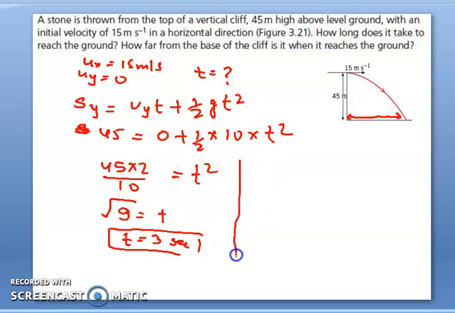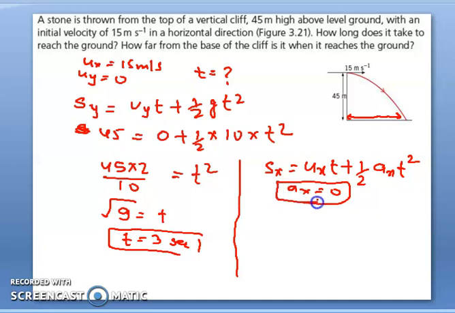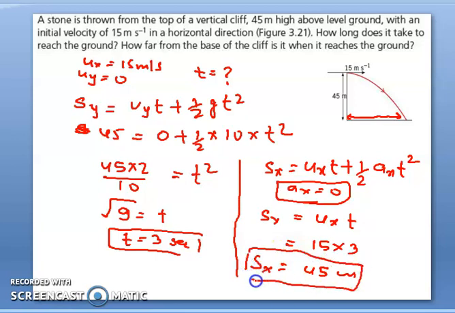Now the horizontal distance. We can use this: Sx is equal to ux t plus half ax t square, right? Now ax in this case will be 0, because acceleration is only due to gravity, so ax will be 0. So Sx is equal to ux into t. Ux is given 15, time is 3, so 45 meter. So this is how we calculate the horizontal distance.